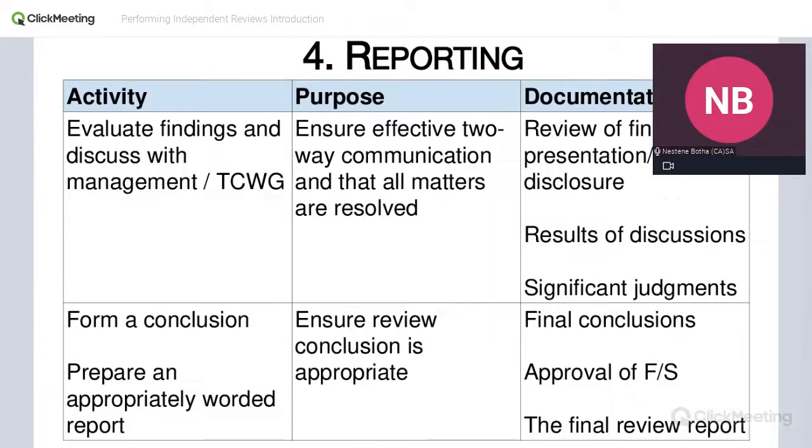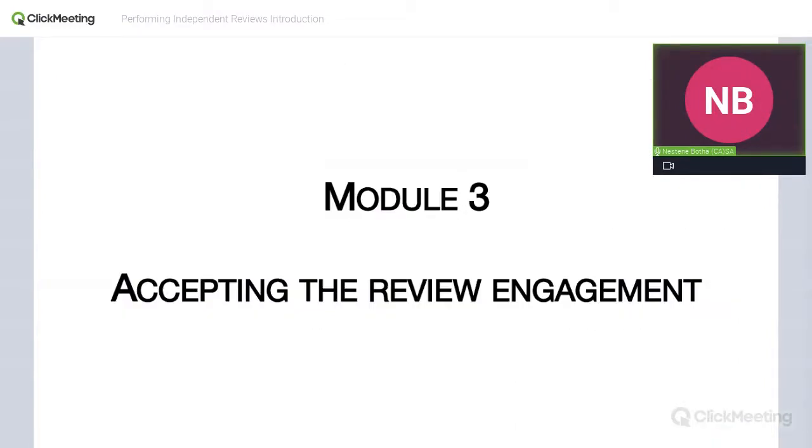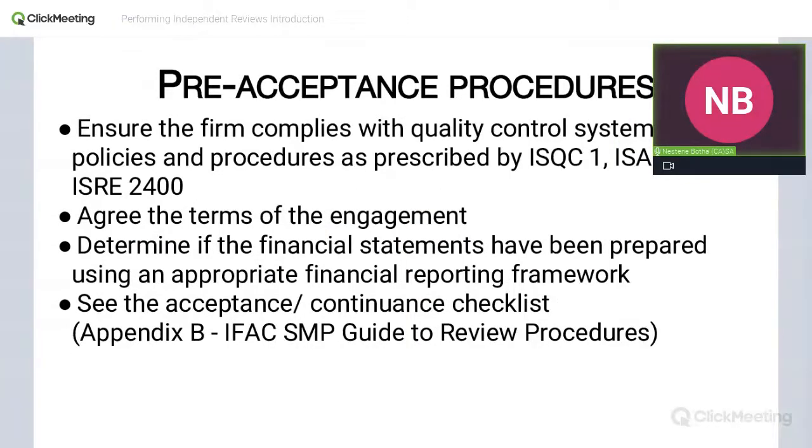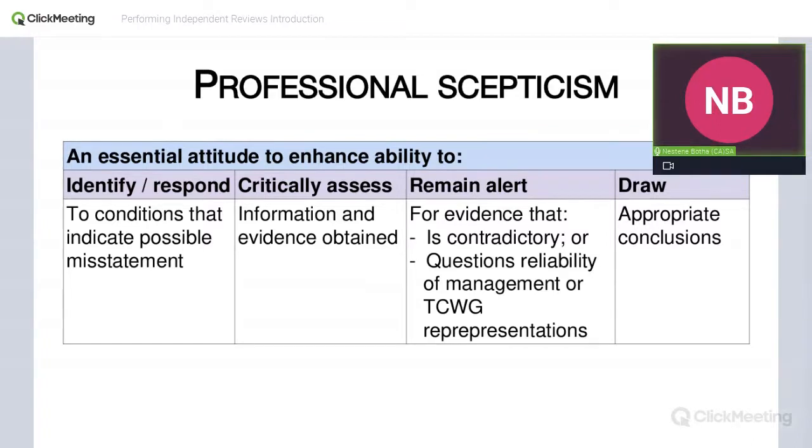So, for example, with reporting, we'll go into more detail on the approval of the financial statements, the final review report, and then we'll look at accepting the review engagement. There are a lot of different factors that we actually need to consider before we can decide if we're going to accept an independent review engagement. So, we will be discussing all of them.